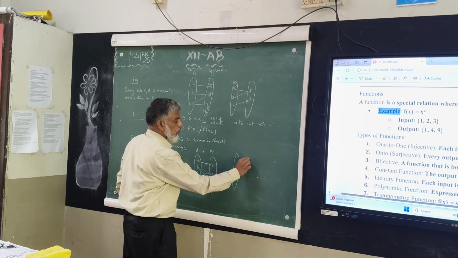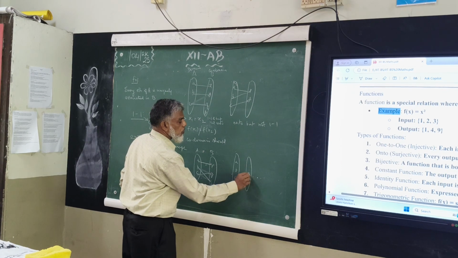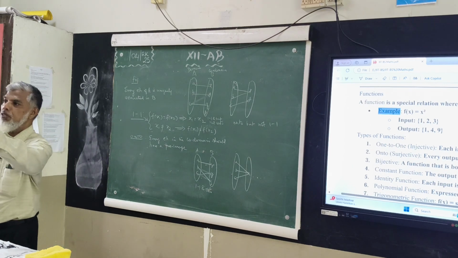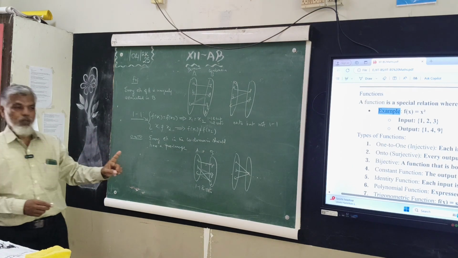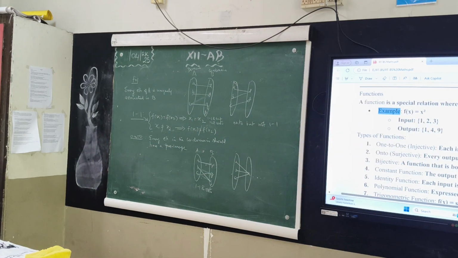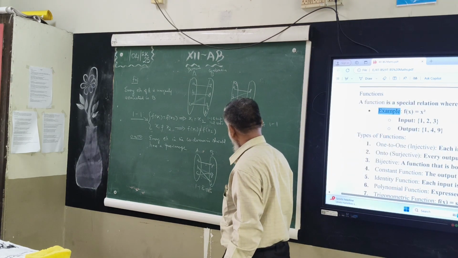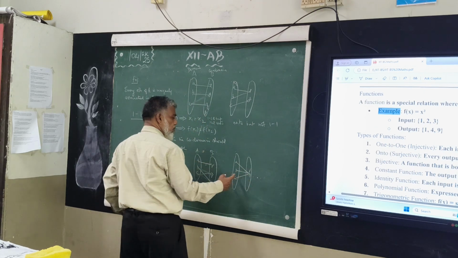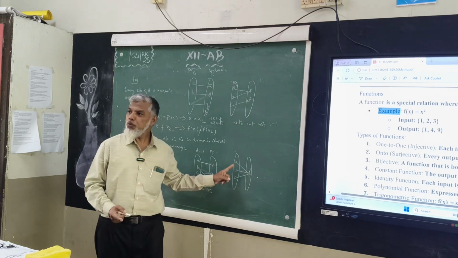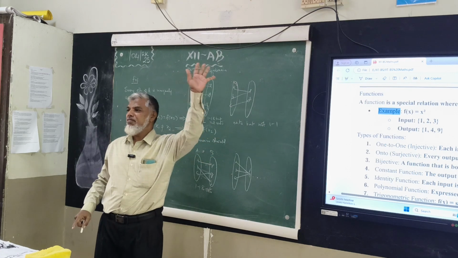Constant function means A, B, C, here say X. All the elements are going to one particular element. Here the output is the same for all inputs. Example, f(x) = 5. f(a) is 5, f(b) is 5, f(c) is 5. So what is the output of a? 5. What is the output of b? 5. What is the output of c? 5. So it is a constant function.